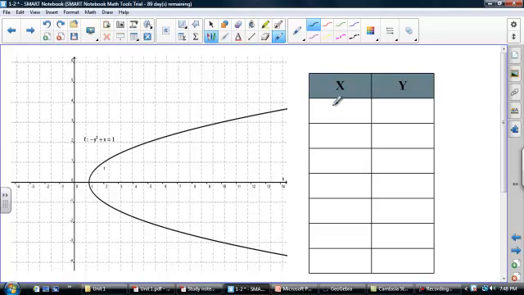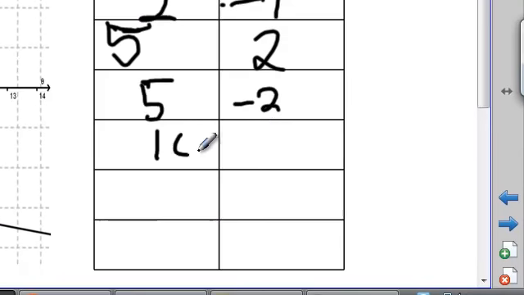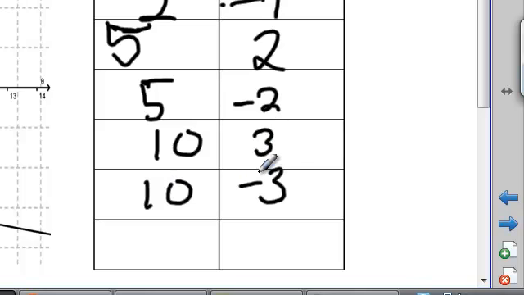So if I put in here 2 for x, when I look at the 2 value, that looks like it's about 1. So I'm going to put a 1, but it's also at -1. And I keep going, and I'll put in, let's say 5, because that's a nice number to look at. At 5, we're at 2, but we're also at -2. And then for 10, we're at 3, and we're also at -3.